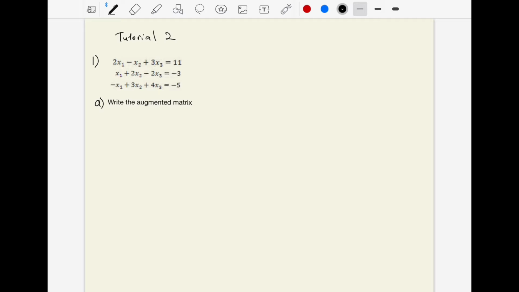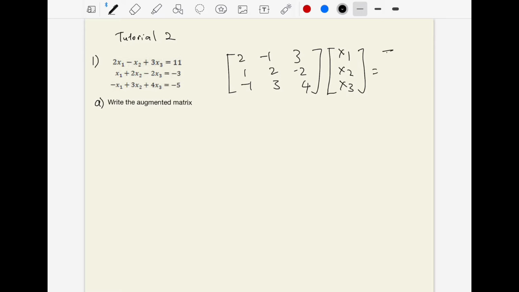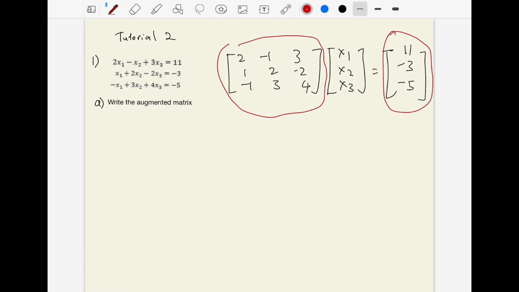The question 1a is to write the augmented matrix in the equation there. So first I'm going to write the equation in matrix form. So this is 2, -1, 3, 1, 2, -2, -1, 3, and 4. Then multiply with x1, x2, and x3. The answer will be 11, -3, -5. So the augmented matrix is this matrix together with this matrix.